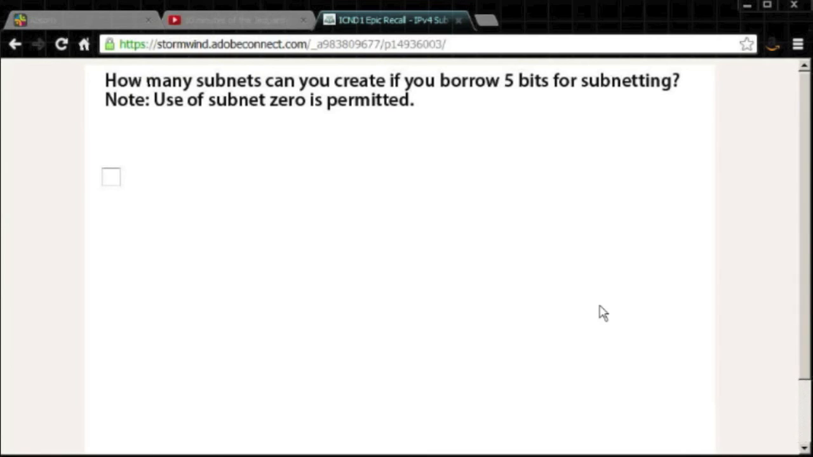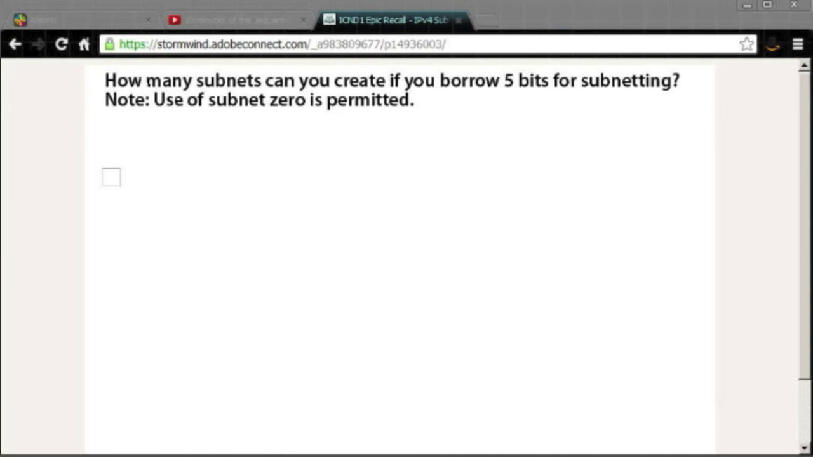How many subnets can you create if you borrow 5 bits for subnetting? The use of subnet 0 is permitted. Is this easy? This is 2 raised to the 5th power, and 2 raised to the 5th power is what? From your conversion chart, it's 32. Great job.